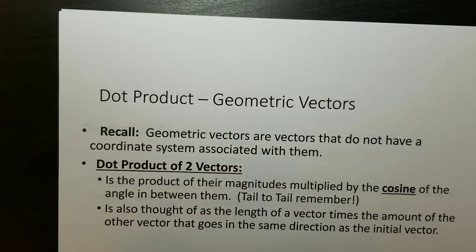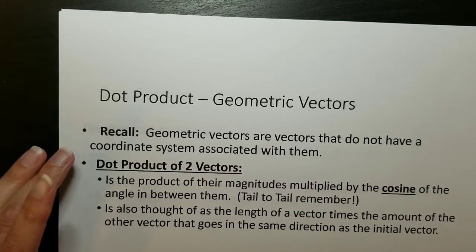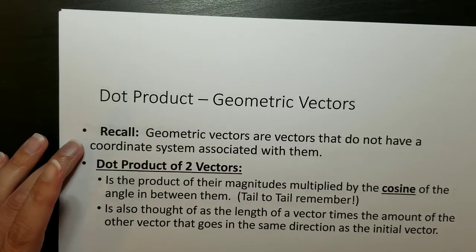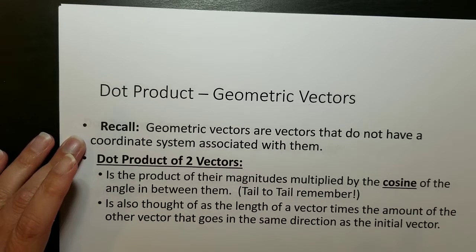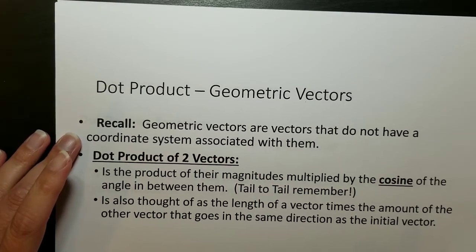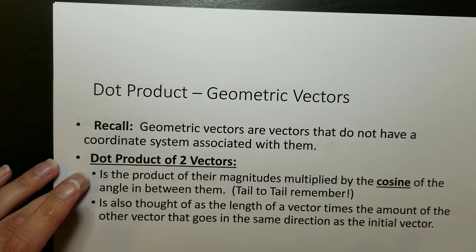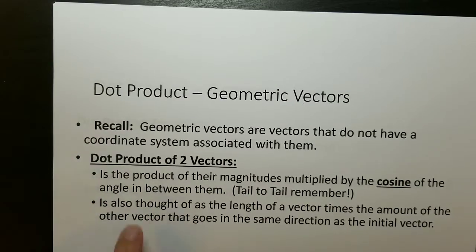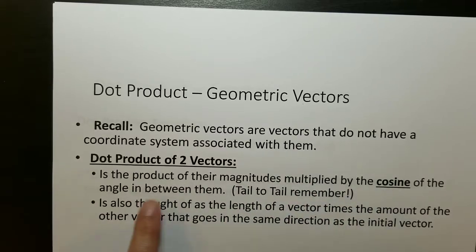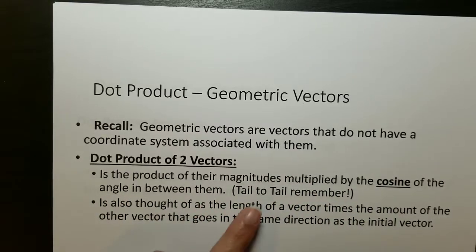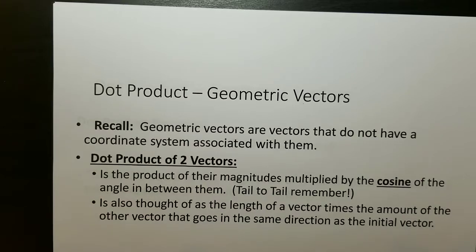So here's what the dot product is. Again, geometric vectors are vectors that don't have a coordinate system, so they're just vectors in space. The dot product of 2 vectors is the product of their magnitudes multiplied by the cosine of the angle in between them. And remember, the angle between 2 vectors is always measured tail to tail.